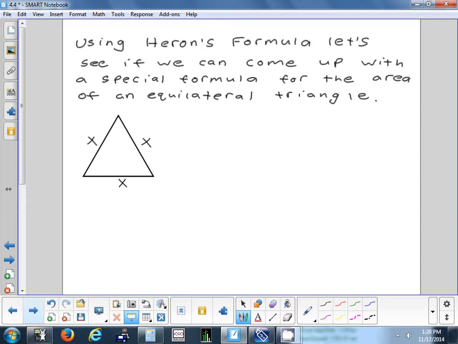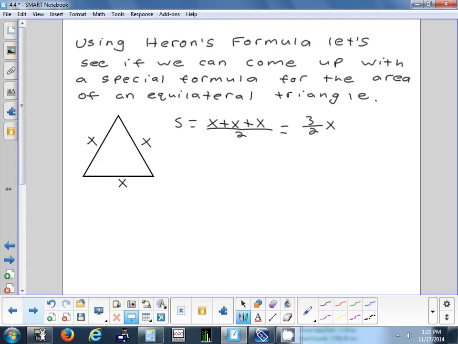Now we're going to plug this into Heron's formula. All three sides are the same, so we're going to have a lot of repeat here, which is going to simplify quite a bit. Okay, let's start with our semi-perimeter. Add up the three sides and take half of it. What's x plus x plus x? 3x. And then take half of it. So 3 over 2. Okay, so 1.5x.